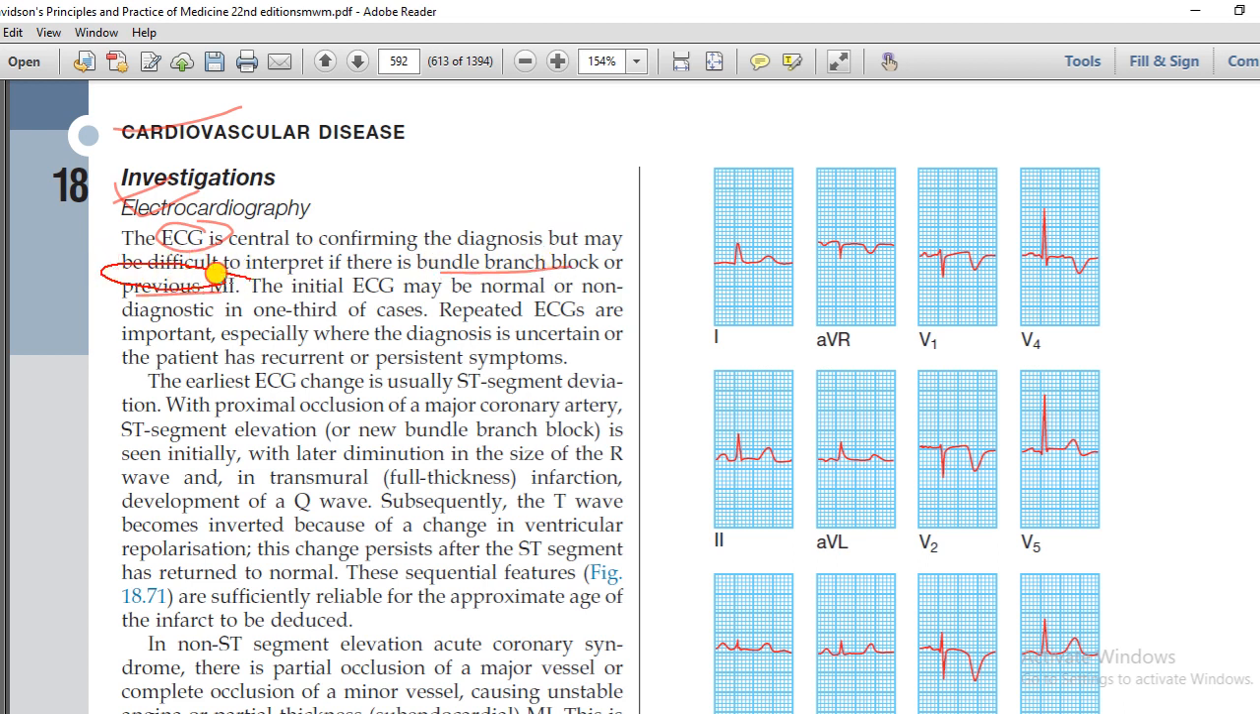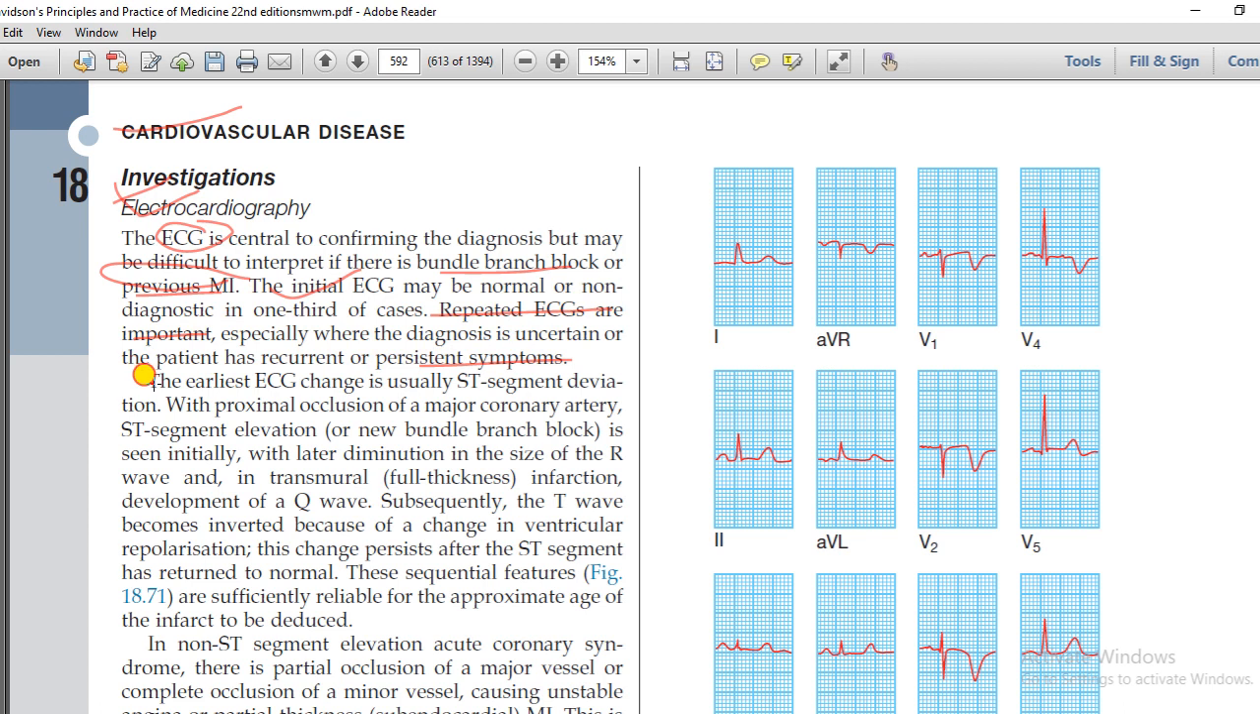The initial electrocardiogram may be normal or non-diagnostic in one third of cases. However, repeated ECGs are important, especially where the diagnosis is uncertain or the patient has recurrent or persistent symptoms.